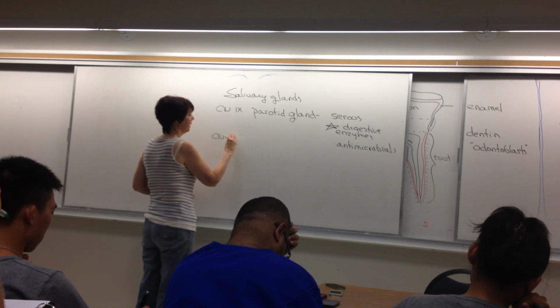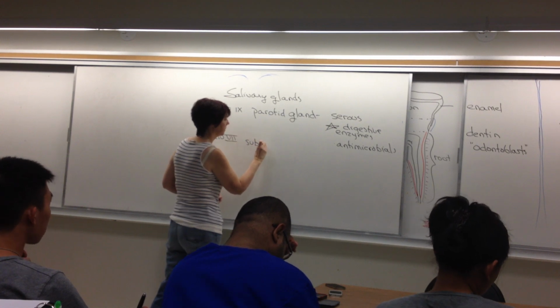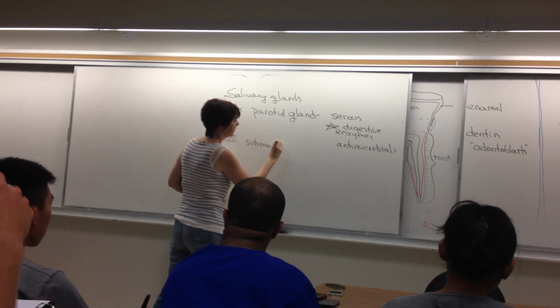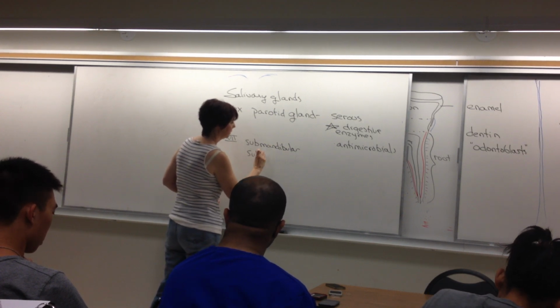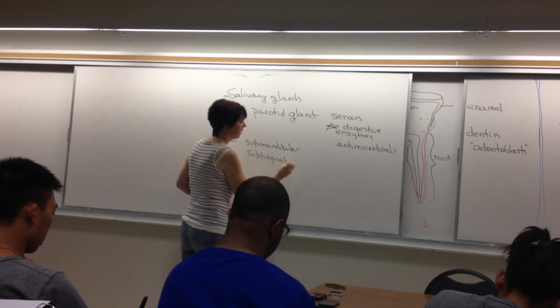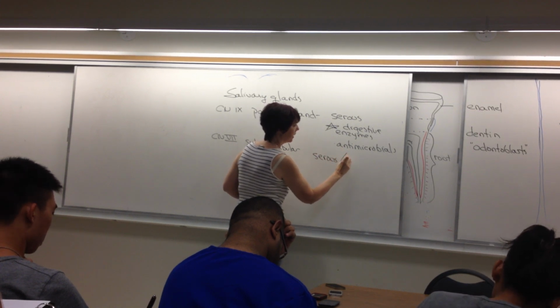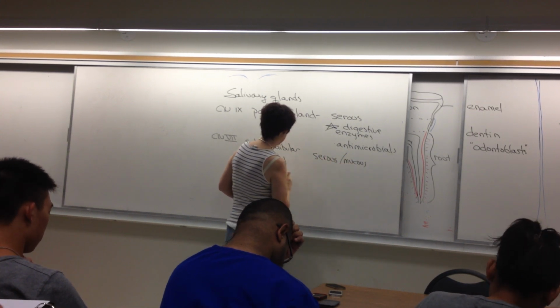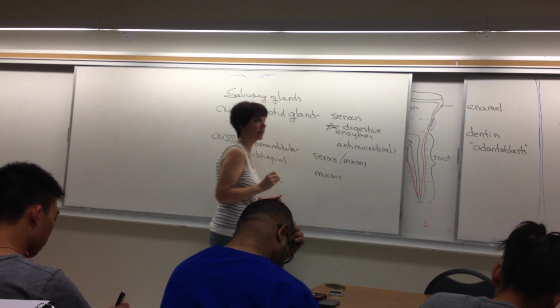Cranial nerve 7 does submandibular. And sublingual. Submandibular is a mixture of serous and mucus, and sublingual is primarily mucus.